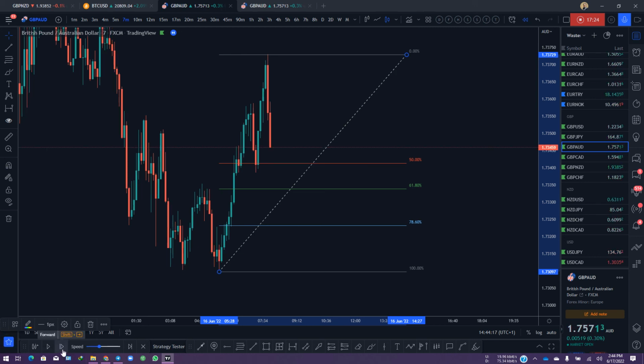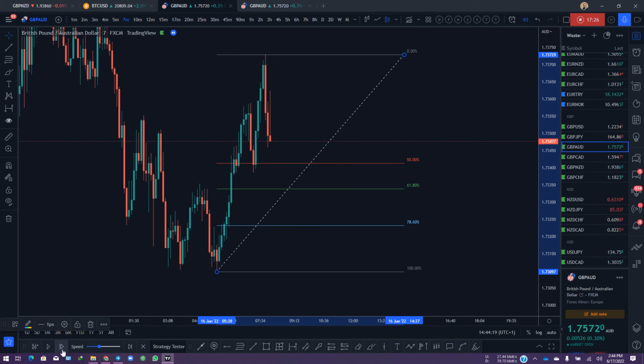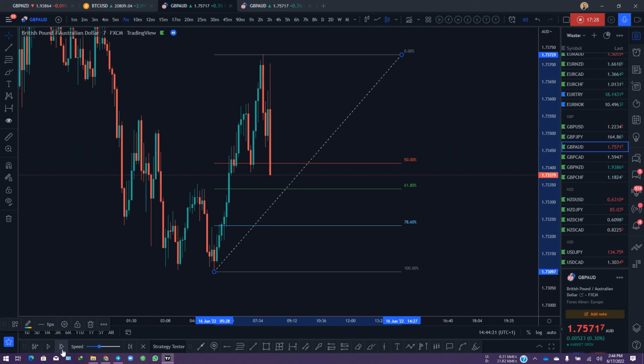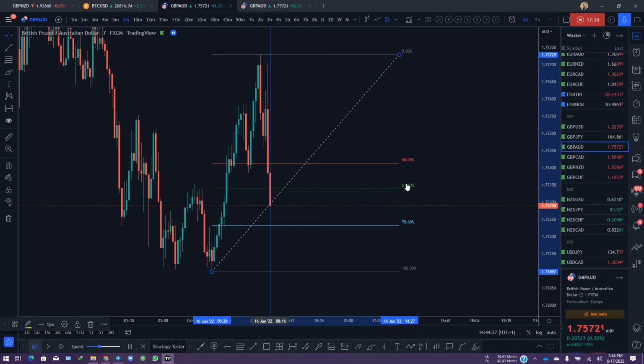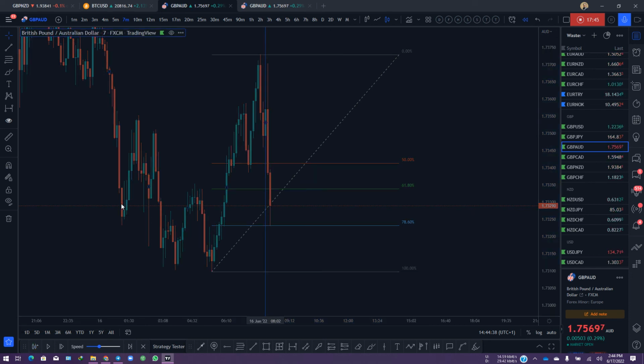Then we fast forward. Boom. You see what's happening? We're still waiting, right? That's why I said I like the 61.8 or the 78.6 level, like a deeper retracement, right? If you guys see what happened here on the 50%, there was a tiny bit of reaction, I think. Let me go back here and see.